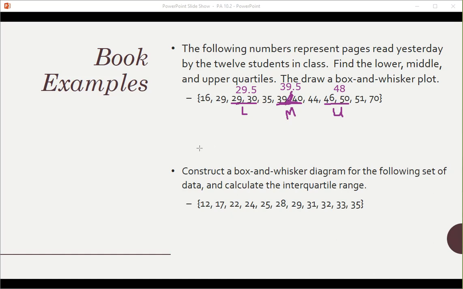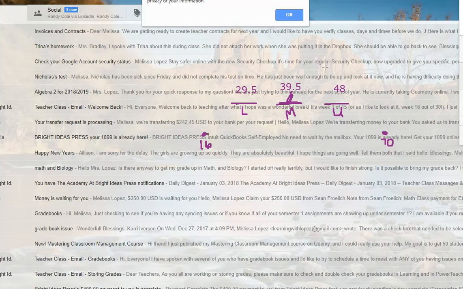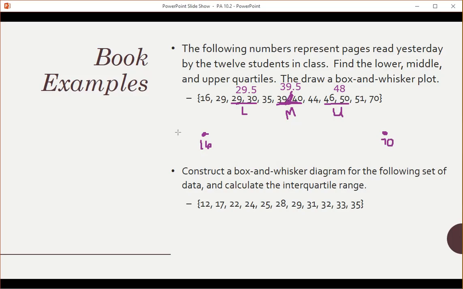Okay. So what you'll do when you're creating this, your end points will be the ends of your data. So my end point down here would be a 16. And then my end point over here on my data would be a 70. You want to try your best to make this proportional, meaning make it look like the right proportions. Don't put, like, 25 here and 50 here. Try to make it look as reasonable as you can. So it looks something like this.